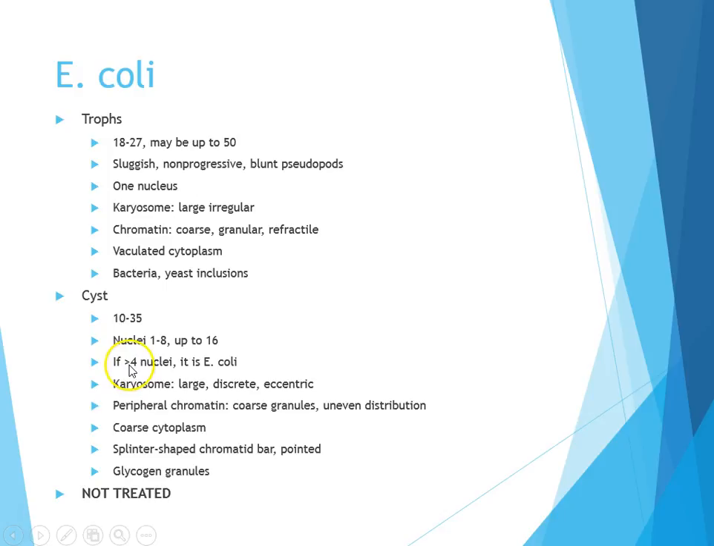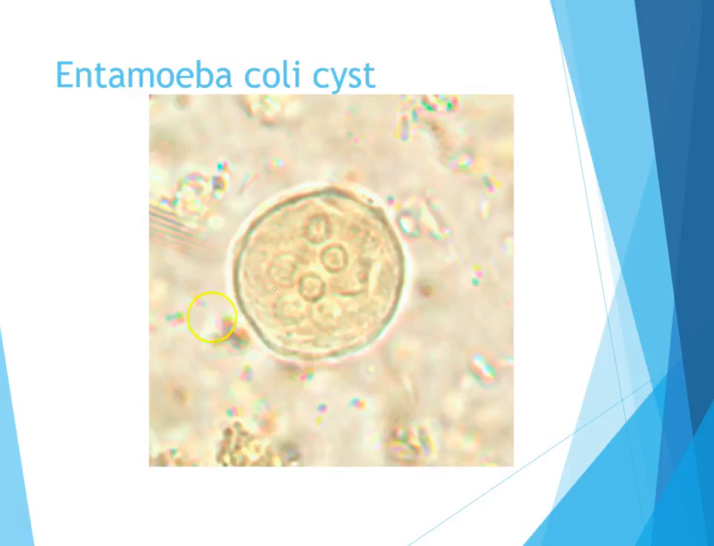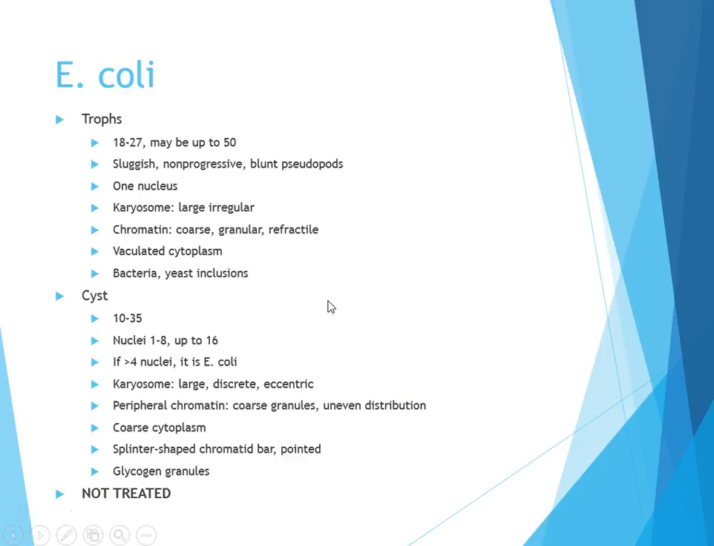So all the other ones in this group do not have a lot of nuclei. They cannot have any more than 4. So if you see a cyst and you count more than 4, then you know it's E. coli. 1, 2, 3, 4, 5, 6. So I know that this is Entamoeba coli because there's more than 4. And again, remember when you're looking at these in lab to focus up and down. You still may see another nucleus here that you can't see unless you focus up and down.